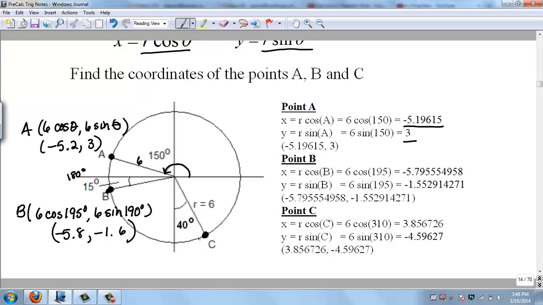And then for point C, it's 40 degrees more than 270, so we're talking 310. So point C is actually 6 times the cosine of 310 and 6 times the sine of 310. My point comes out to be 3.9 comma negative 4.6, which is positive, negative like it should be. So that's if your circle is larger, so it's not a unit circle anymore, but it has a different radius other than 1.